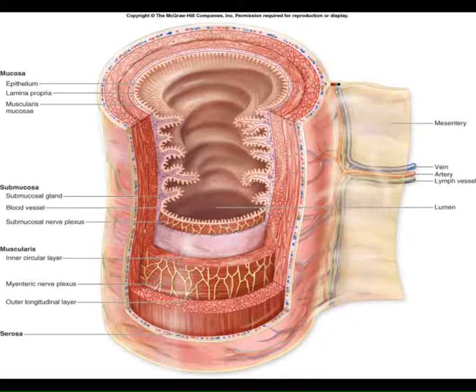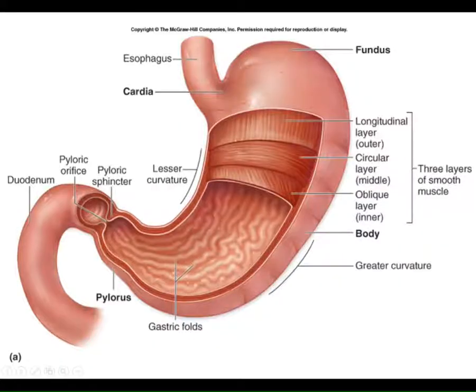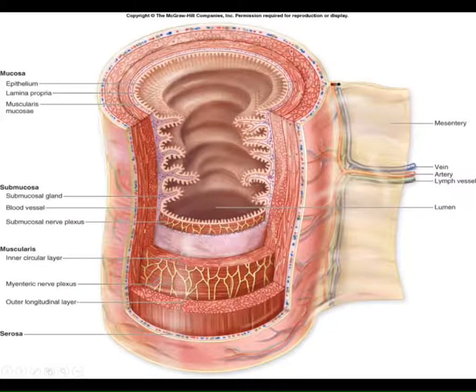The food, right, the chyme, is traveling through the center of this intestine. Right, that's the lumen, the tube of the intestine. We see there's lots of wrinkles. Those wrinkles are going to increase the surface area.